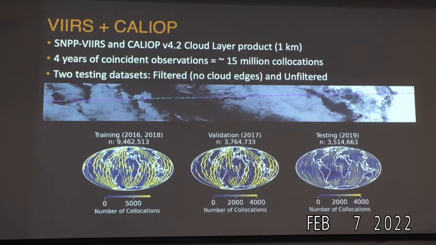In the first part of this presentation, I'm going to talk about 2 testing data sets, a filtered one and an unfiltered one. Basically, in the unfiltered one, we're removing cloud edges. Those cloud edges are instances where the collocations between these 2 instruments are not exactly correct all the time, but I still want to know what my performance is on cloud edges, so I'll sometimes report results from the unfiltered data set too.